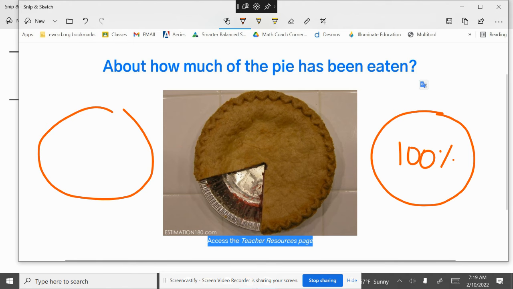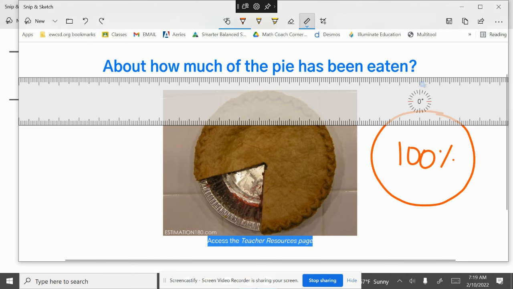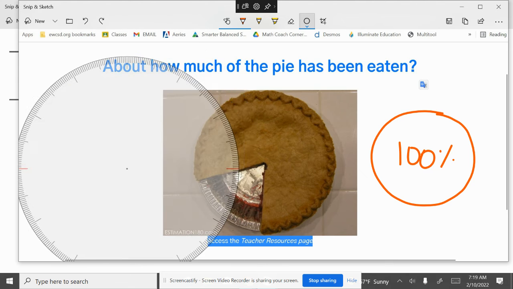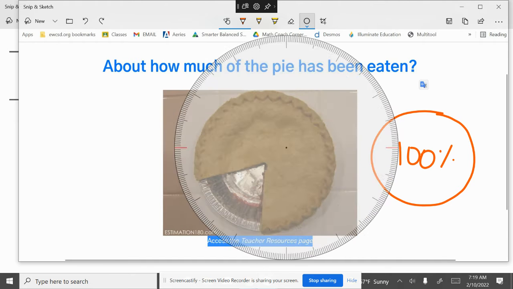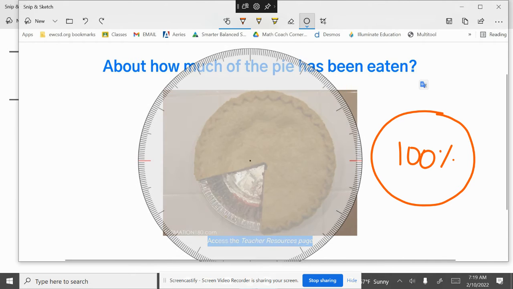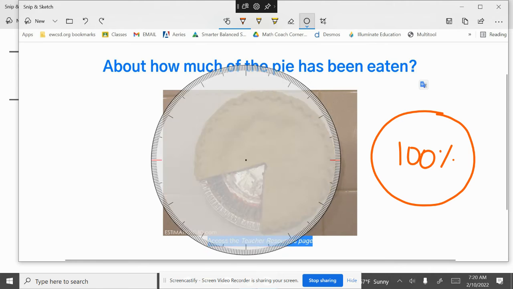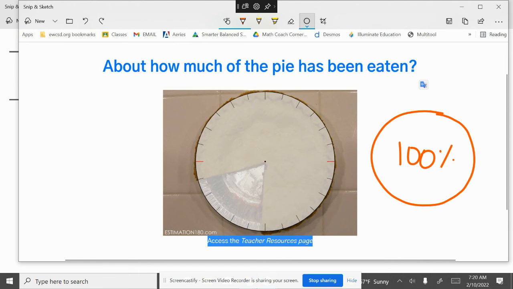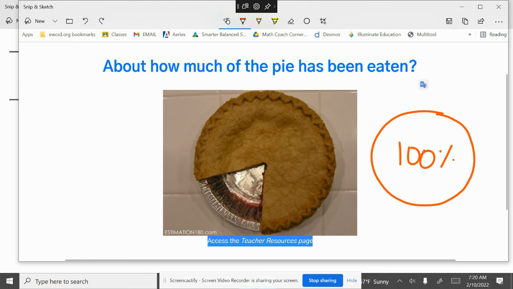Let me give you a little bit of thinking tools here. Okay, I do have a protractor here. I can make it smaller here, which is interesting, but how much of that pie has been eaten?